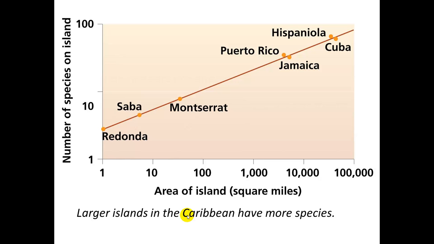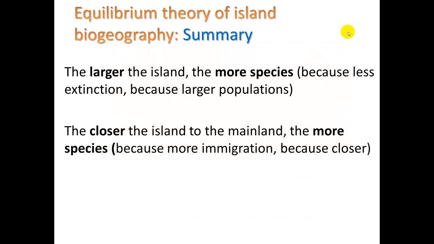And there's actually data that supports the idea that the larger the island, the more species it will have. This is data from Caribbean islands, Redondo, Puerto Rico, Cuba, Jamaica. As the size of the island increases, the number of species on the island also increases. So greater species richness for greater size of island. The summary of this theory is very simple. The larger the island, the more species it has, because there's less extinction and larger populations. The closer the island to the mainland, the more species it has also, because there's more migration to it, because it's closer.